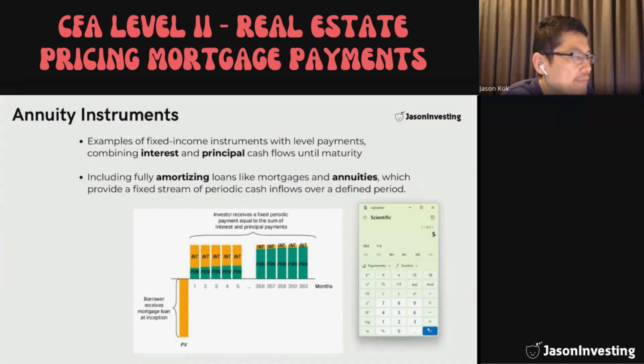Wouldn't it be very risky for the bank? Why would the bank engage in such a risky investment? There are two main reasons for this. The first reason is because your property is collateral for the mortgage loan. So in case you default on the mortgage loan, the bank can foreclose your property, right? So that's one of the reasons.